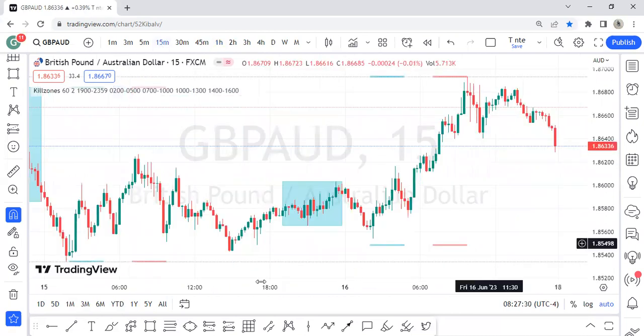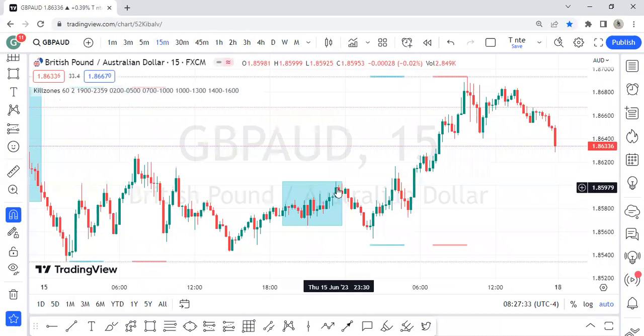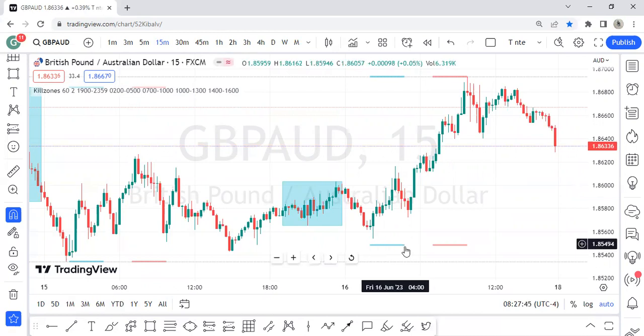Now, what happened? The market was trying to be bullish. See our Asia range between 7 o'clock and 12 o'clock. What happened? The market came below it. You can see that the market opened around there, and then came down here. This blue line signifies the kill zone. I use it to signify the kill zone, and I'll be talking about kill zones tomorrow.